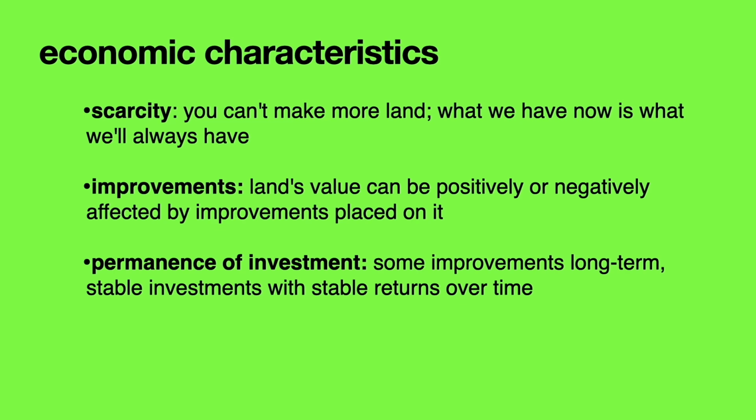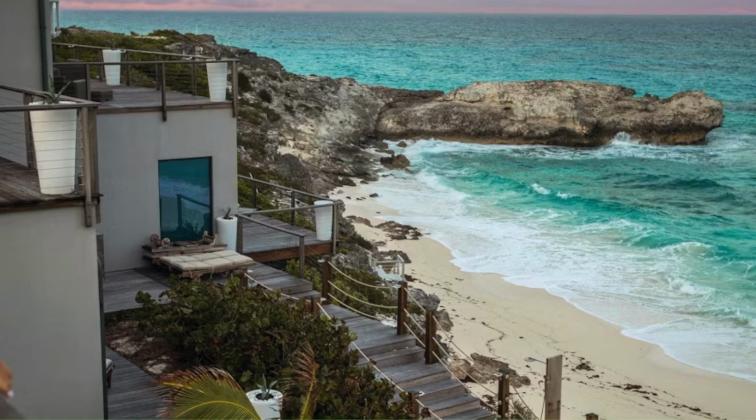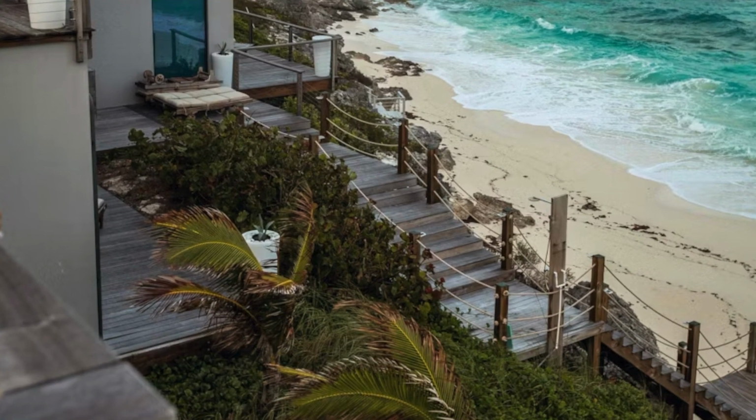Situs, location, area preference. A property's value depends in large part on its location. The spots next to the beach, for example, are almost always going to be a little more valuable than the houses across the street, not right next to the beach.